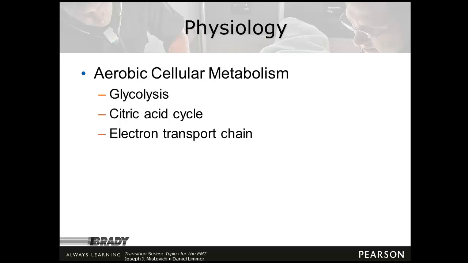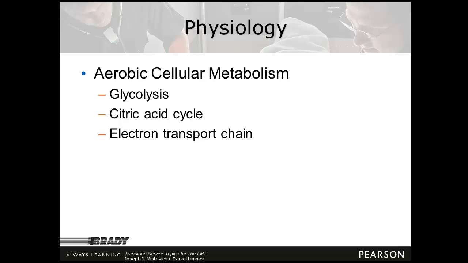From there, the citric acid cycle, which occurs within the mitochondria of the cell, uses the pyruvic acid that was produced during glycolysis and in the mitochondria produces carbon dioxide and many more high energy electrons and more ATP.